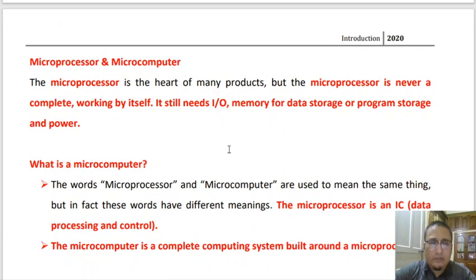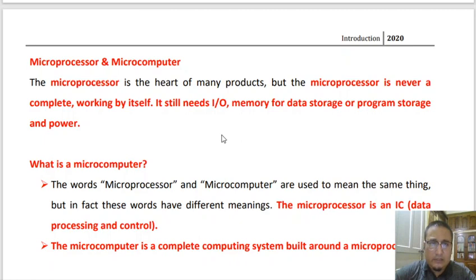Now, let's try to create a distinction between a microprocessor and a microcomputer. A microprocessor always forms the part of many products, but a microprocessor cannot work by itself or perform operation on its own. So it requires the aid of the other allied units such as input unit, memory unit, and output unit. Along with it, it requires an external power supply.